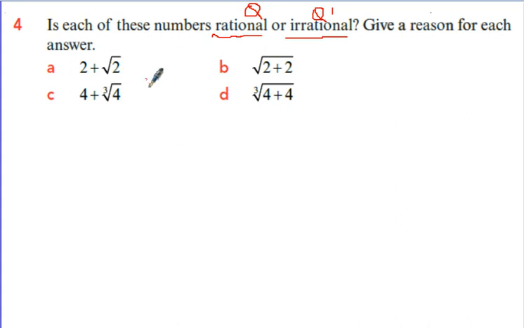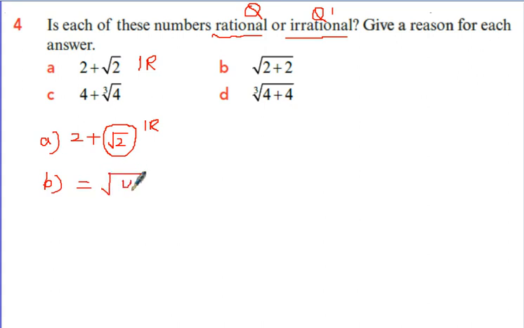So it is very well irrational. Why is it irrational? Because root 2 is irrational. So when we add rational and irrational, they are irrational because root 2 is irrational. When we go for this, B part is really good one. So you can add, it will become 4 and 4 is 2. So it is rational. Or I can write Q, but you may get confused.